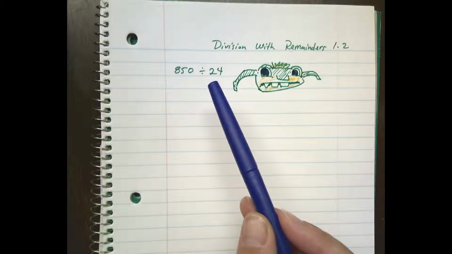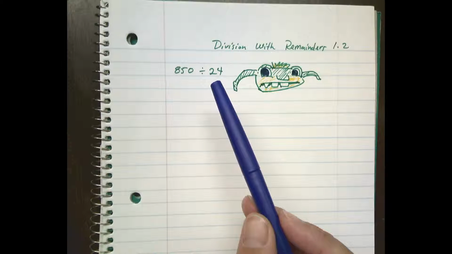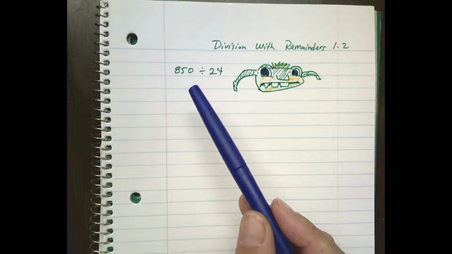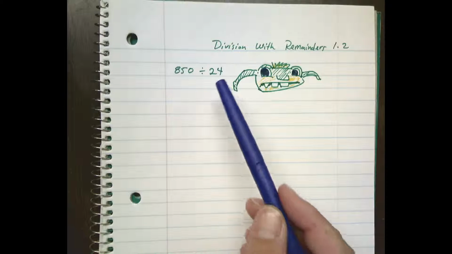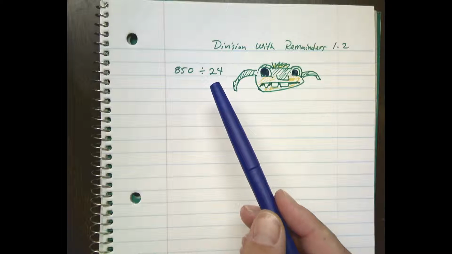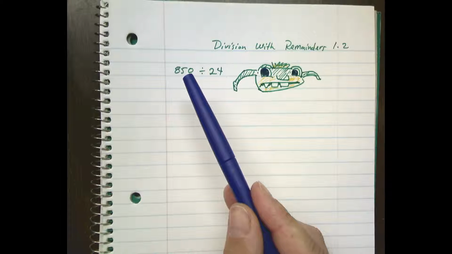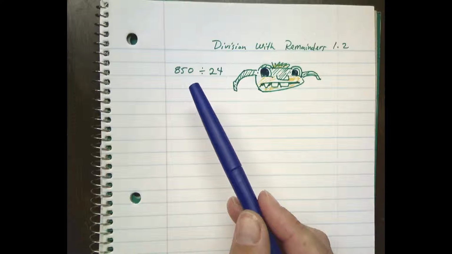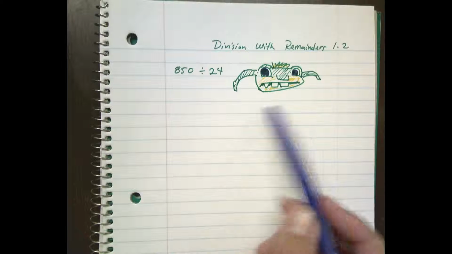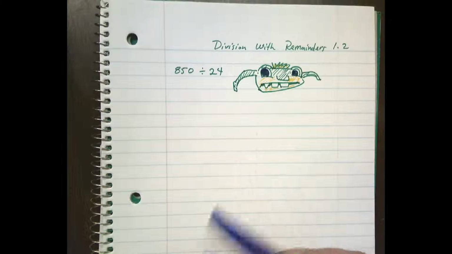850 divided by 24. So we're trying to find out how many groups of 24 we can have in 850. That is a lot. You can see our little Bob Goblin character. He is quite worried that this is a very, very, very large problem.